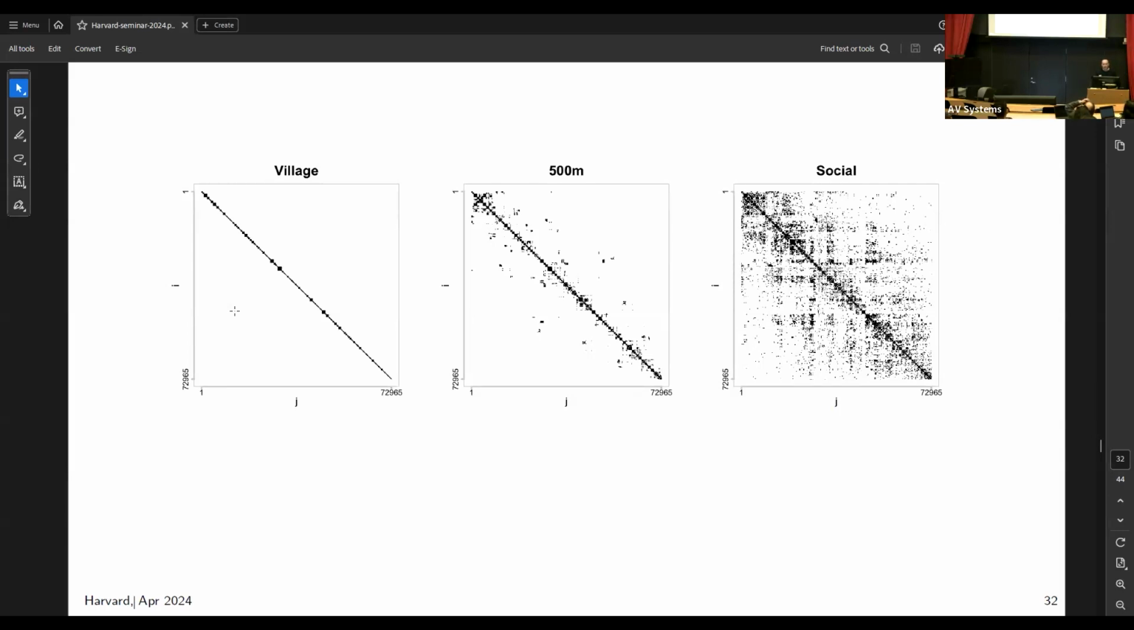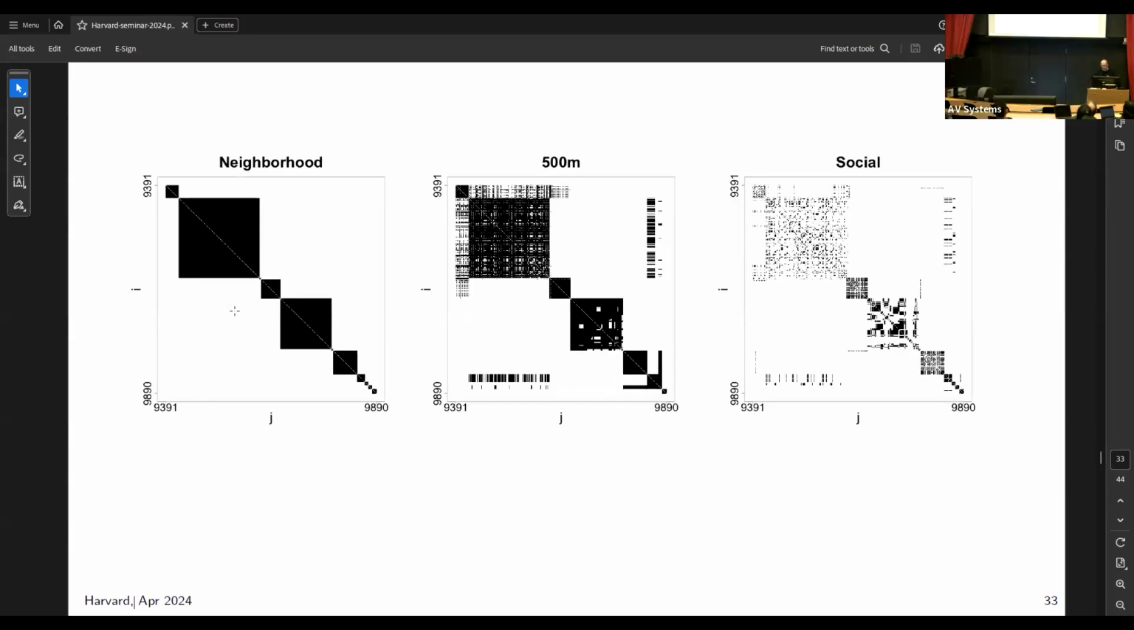So these are what the interference matrices look like for those three different assumptions. And these are large matrices, 73,000 by 73,000. It's a little hard to see what's going on. It actually looks like the social network matrix is the densest, but if you zoom in, I think you can see it's actually not the case. So this is showing you a 500 by 500 submatrix of those larger matrices.